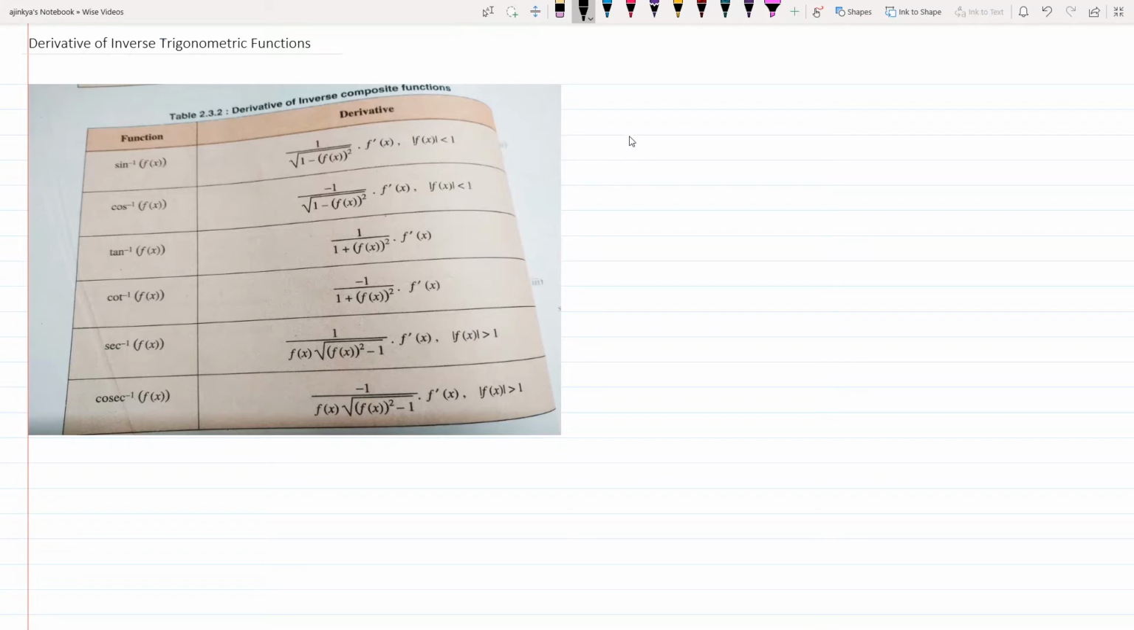Before going on to the composite, I'll give the plain simple formulas, which is sine inverse of x. If you differentiate it, you are going to get the answer as 1 upon under root of 1 minus x square. So this is your answer. Now when you differentiate cos inverse of x, you have just a negative sign and the whole term is as it is as sine inverse of x, which is 1 upon root of 1 minus x square.